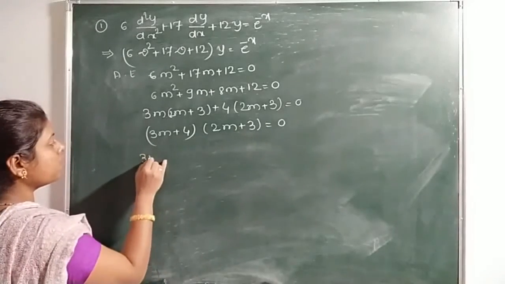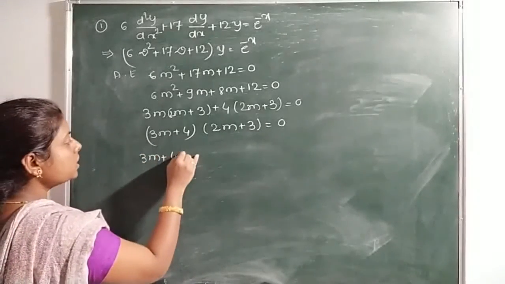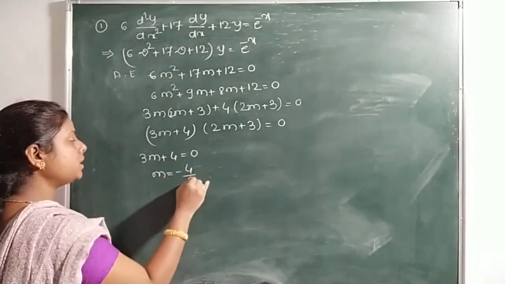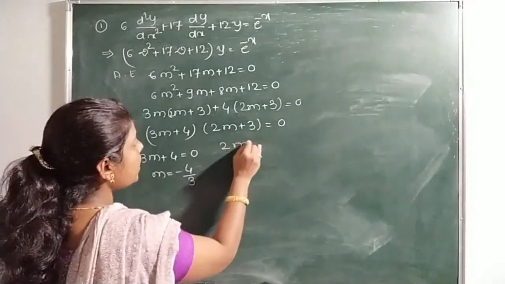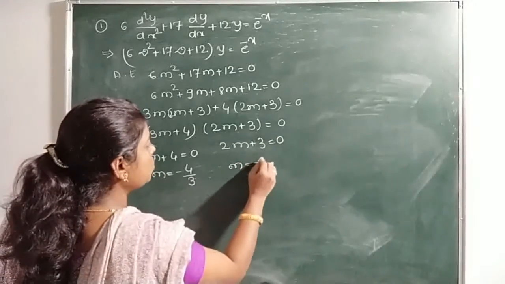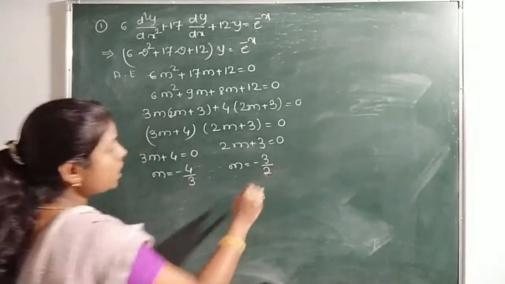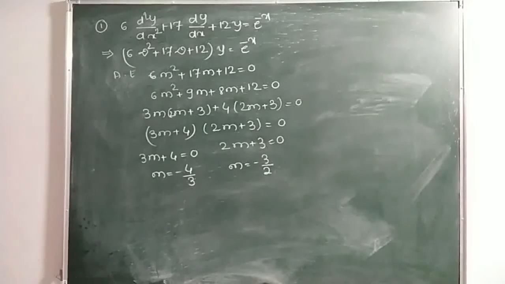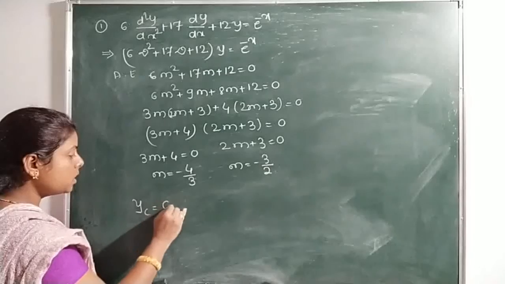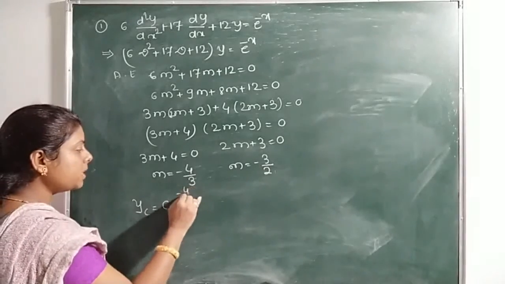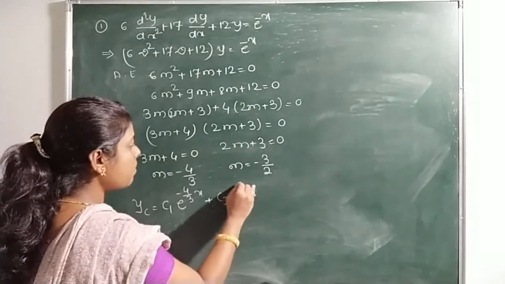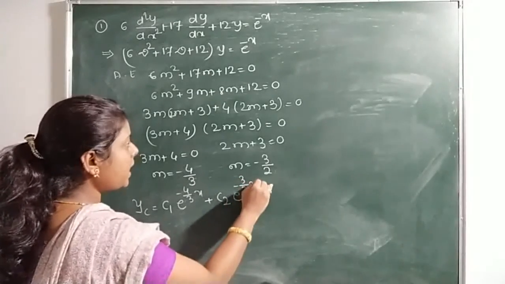Now the roots: 3m plus 4 is equal to 0, m is equal to minus 4 by 3. 2m plus 3 is equal to 0, m is equal to minus 3 by 2. The quadratic equation is there, and you got 2 roots. That you have to write: yc is equal to c1 e to the power minus 4 by 3 x plus c2 e to the power minus 3 by 2 x.